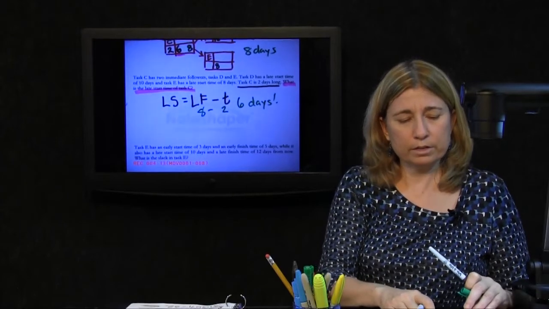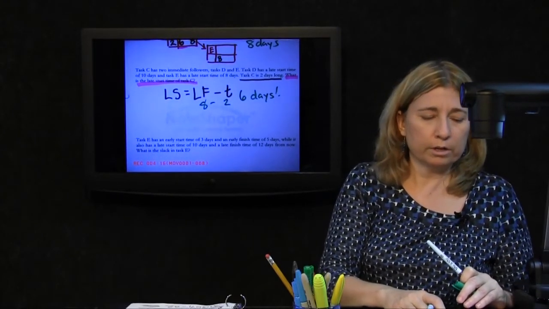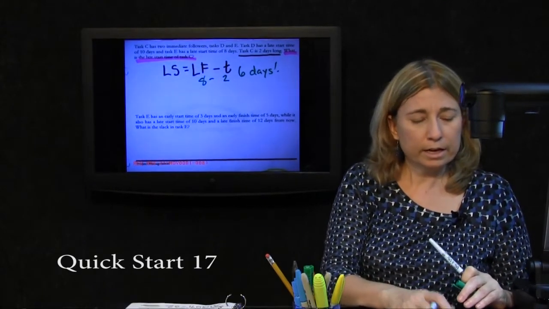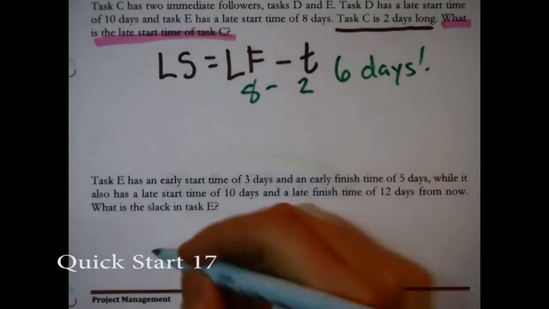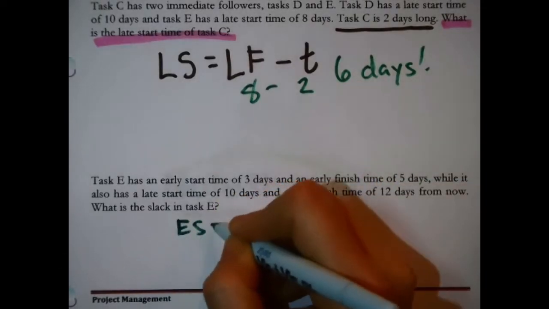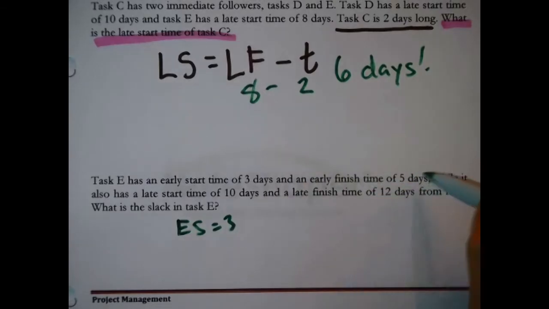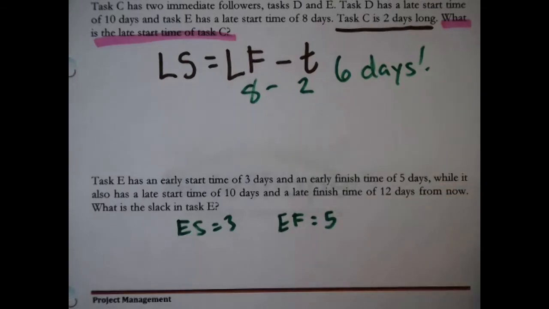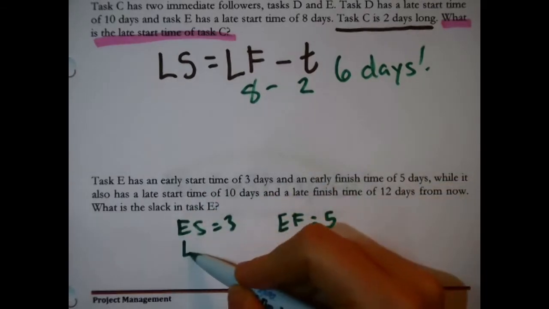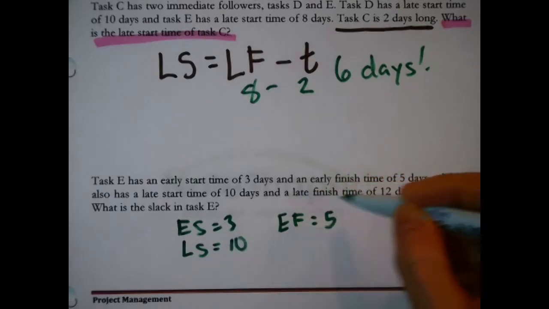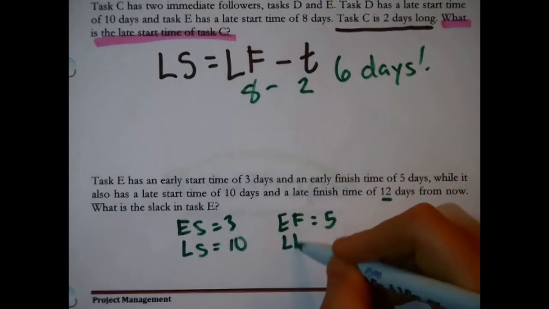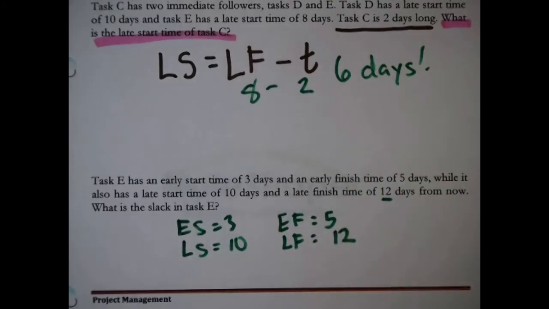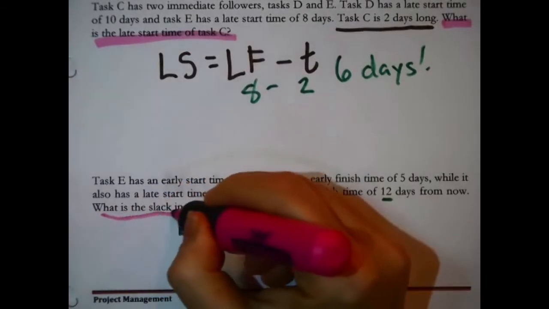Now, the next question, oh, wait a minute, the next question doesn't refer to this network that I had drawn. Let's take a look at it. Task E has an early start time of 3. Maybe I should write this down. Early start time of 3 and an early finish time of 5. Okay. It must be 2 days long. While it has a late start time of 10 and a late finish time of 12. What's the question? What is the slack in activity E?